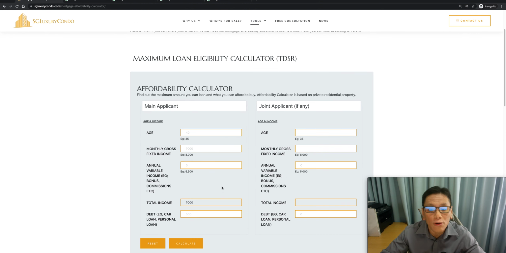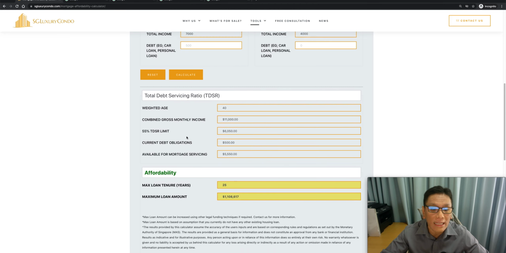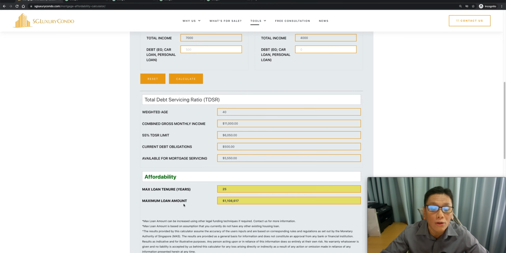So let's say if you have two, husband and wife, would like to put in the value. If I put in the wife is 39 years old and taking home an income of 4,000, just by clicking calculate again, you can see that the loan tenure is also 25 years, while the loan amount becomes 1.1 million. So the first calculator that's very good for you is the affordability calculator, where you can calculate how much loan you can borrow from the bank.